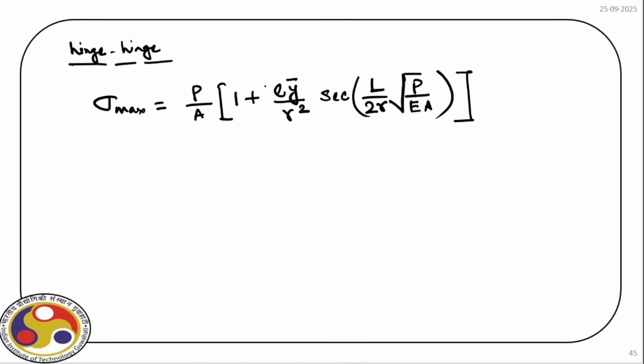Now, if you recall, y bar is basically the distance of the extreme compression fiber from the neutral axis, right? e is the eccentricity and r is the radius of gyration. So we have e y bar divided by r square, and this is called eccentricity ratio.